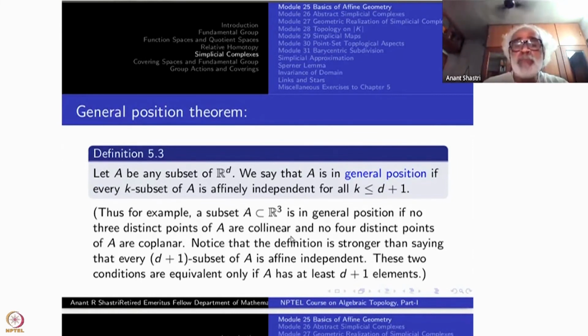A D plus 1 subset you take may be affinely independent. I am building this up inductively. You may try to prove that, that's not the point. Every D subset is affinely independent. Every D minus 1 subset is affinely independent, and so on. Every 2 subset is independent. Every 1 set is independent. That is easy. So all those statements are built up here in one go. That is why this statement is stronger. Whether you just make this one statement and then arrive at the other one is different. These two conditions are equivalent only if A has at least D plus 1 elements.